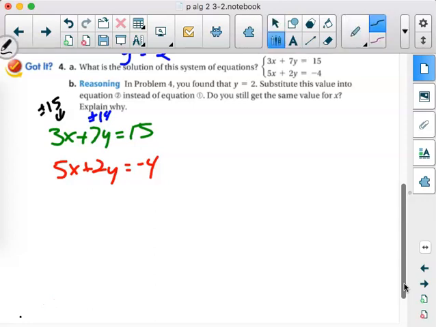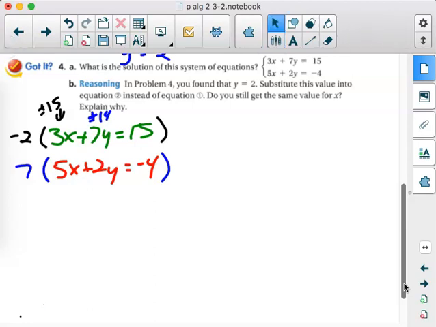And I'm going to multiply the top equation by negative 2, so I can get that negative 14y, because remember I need opposites. And then I'm going to multiply the bottom equation by 7. So I'll get that positive 14y. So if you haven't already, go ahead and distribute those numbers. And then we can all look up here and make sure I'm doing it right and you're doing it right.